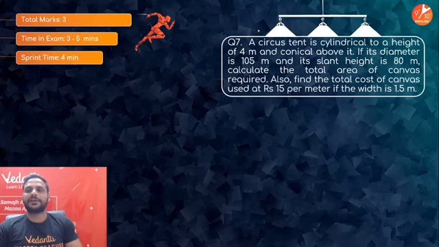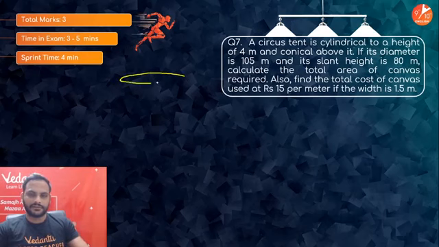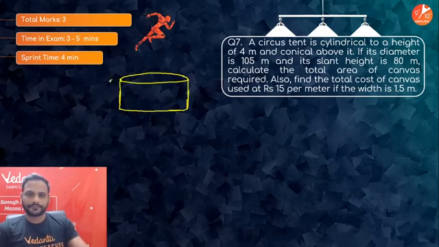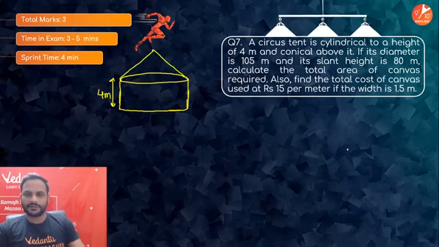All right, next question. A circus tent is cylindrical to a height of 4 meter and conical above it. So a circus tent is there which is cylindrical up to a height of 4 meter like this, and it is conical above it, like this. If its diameter is 105 meter and slant height is 80 meter.